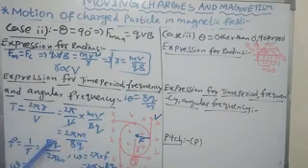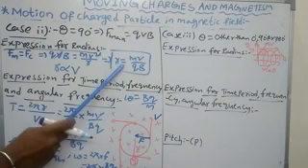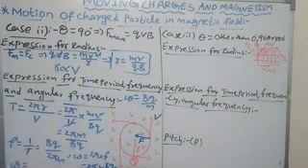And the frequency? Bq by 2 pi m. The angular frequency? Bq by m. This principle we are going to use again in the cyclotron. Very very important.